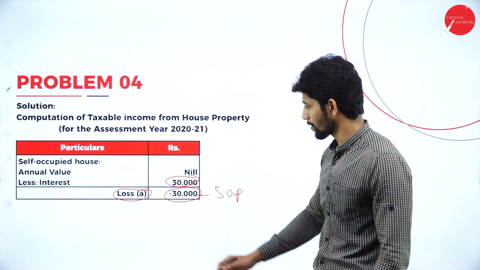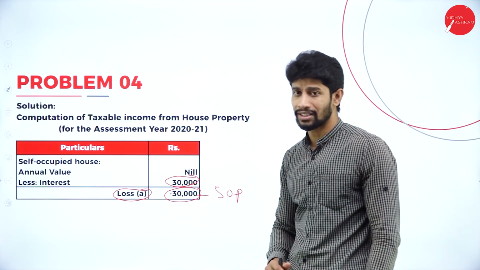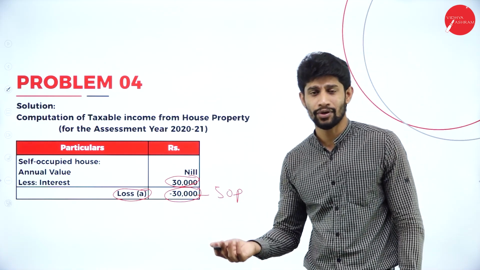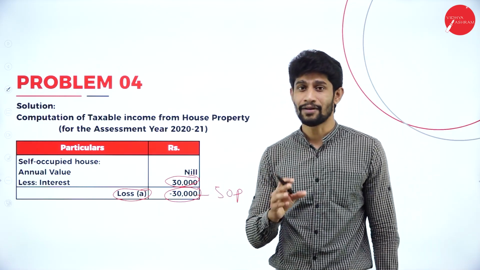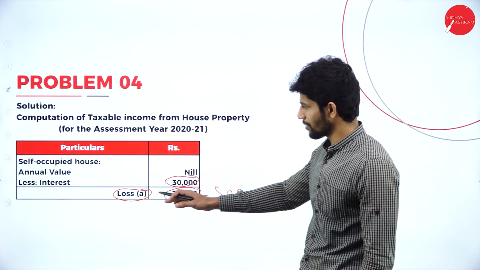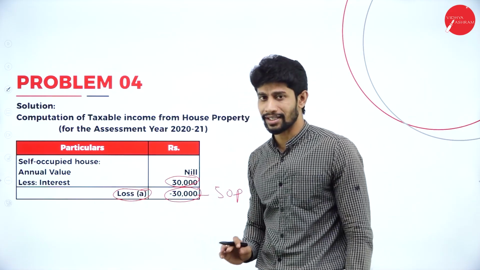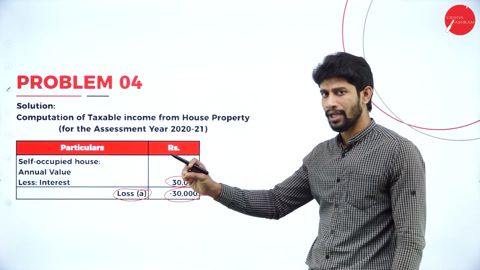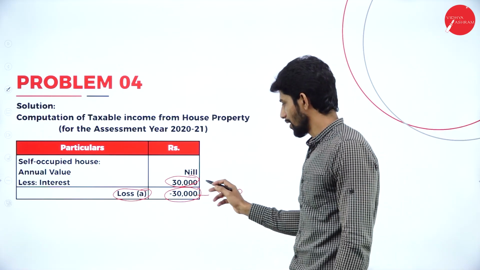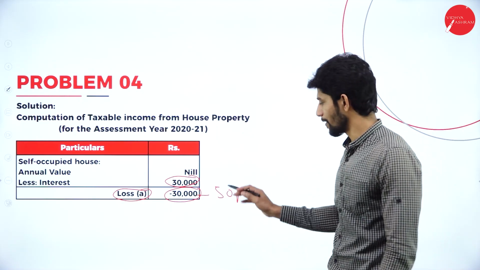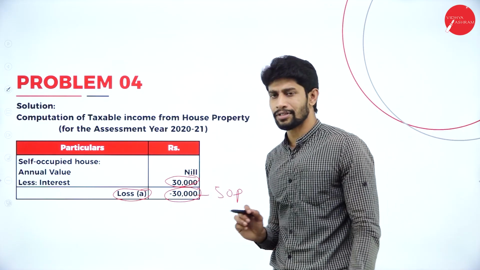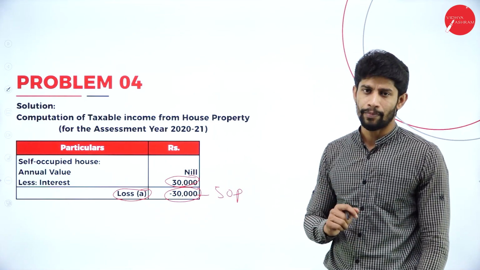So what is the total loss from self-occupied property now? It is rupees 30,000. Whatever the interest you are going to pay on the loan, that interest amount is going to be a loss under self-occupied property, and the format is just annual value less interest. You can set off this loss under let out property income.